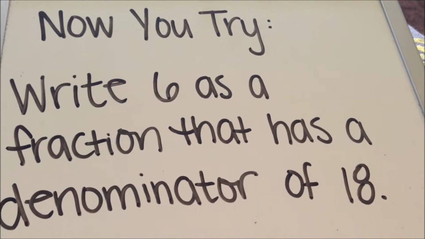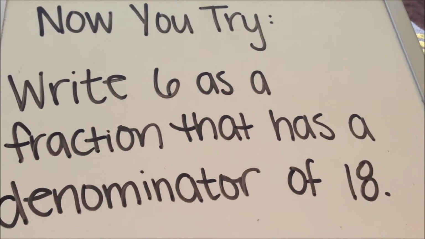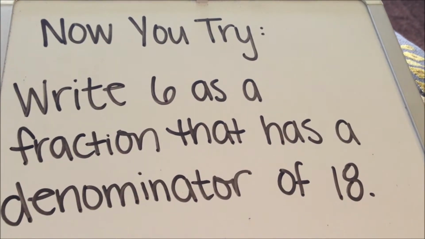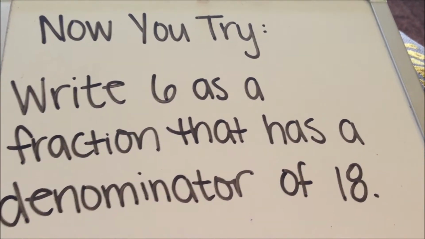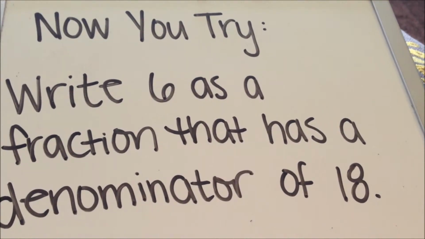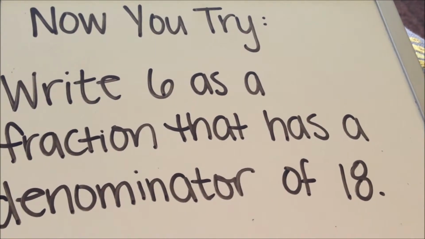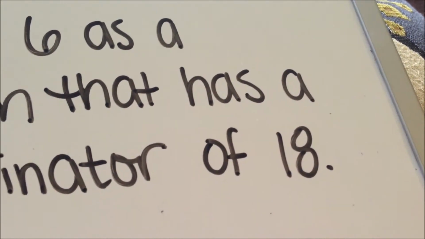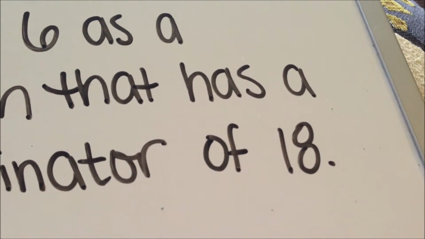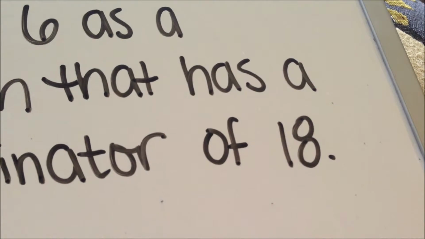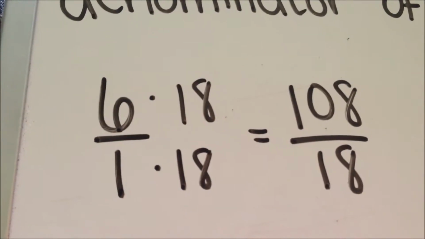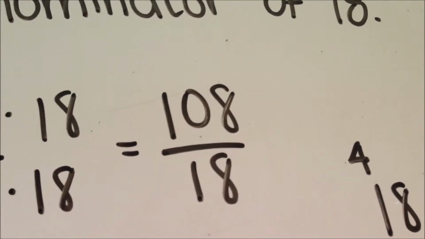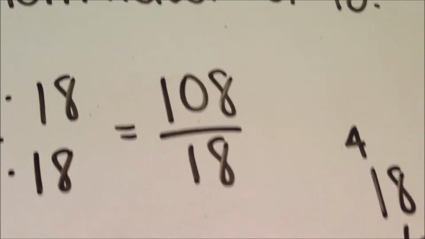Let's have you try a problem. Write the number 6 as a fraction that has a denominator of 18. You want to do the same thing as we did in example 2. Write the whole number 6 as a fraction by putting 6/1. Then, because our denominator needs to be 18, we're going to multiply by 18. And because we're multiplying the denominator by 18, we also have to multiply the numerator by 18. So, we're going to do 6/1 and then times 18. We end up with 108/18.